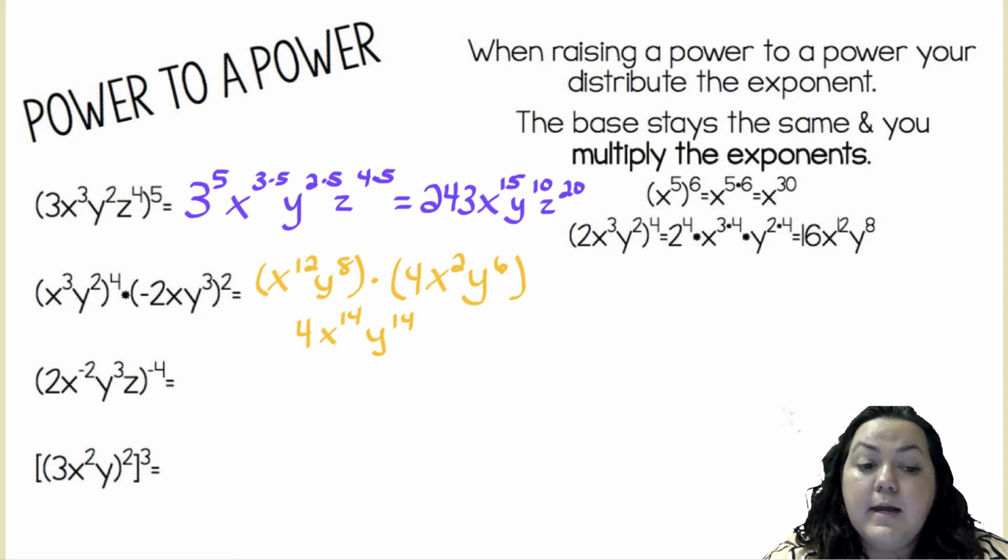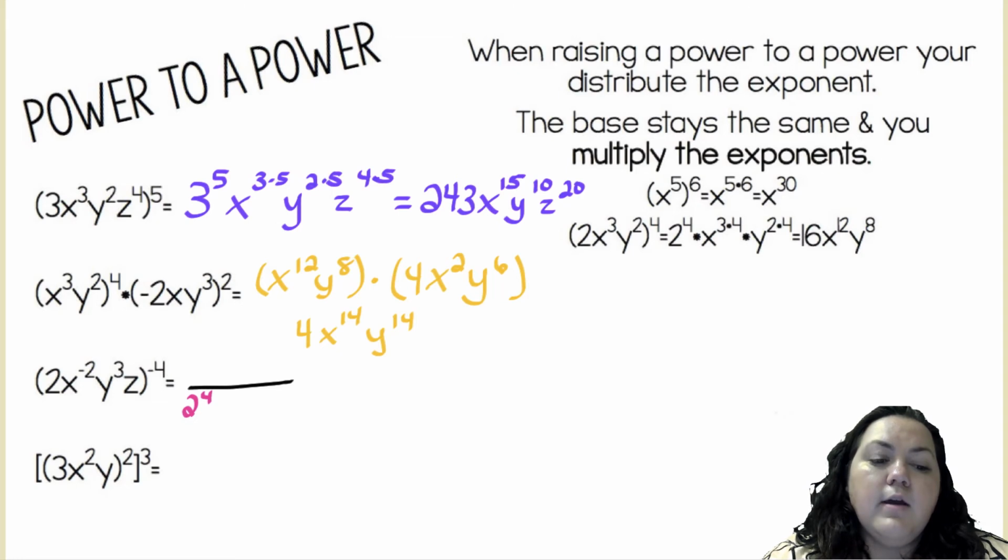The next one, we have some negative exponents. So I'm going to have 2 to the negative 4th power. So I'm going to get rid of that negative and just put 2 to the 4th power in the denominator.